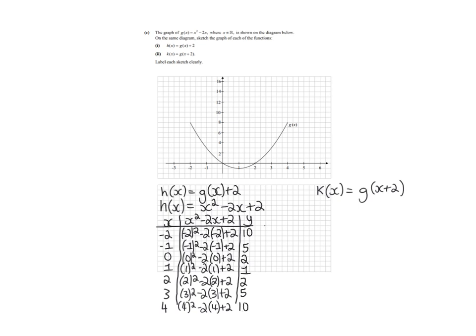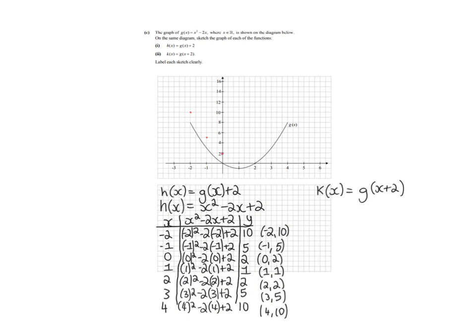So again, we have our points here. So it's minus 2, 10, minus 1, 5, 0, 2, 1, 1, 2, 2, 3, 5, and 4, 10. So we can draw this graph here very easily. So we can go up to minus 2, 10. Here, we're then going to go to minus 1, 5. After that, we have 0, 2.